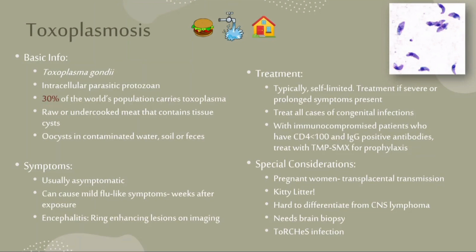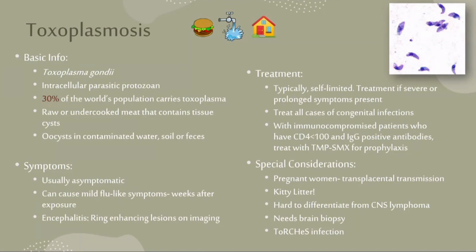So treatment is usually self-limited, like we talked about. You treat if it's severe, or you treat if they have prolonged symptoms. You should treat all cases of congenital infections, and then you should treat anybody who is immunocompromised with a CD4 count less than 100 or positive antibodies. If their CD4 count is less than 100, like in your HIV patients, you go ahead and prophylactically treat them with TMP-SMX always. So we think about this in the pediatric population as congenital TORCH infection.